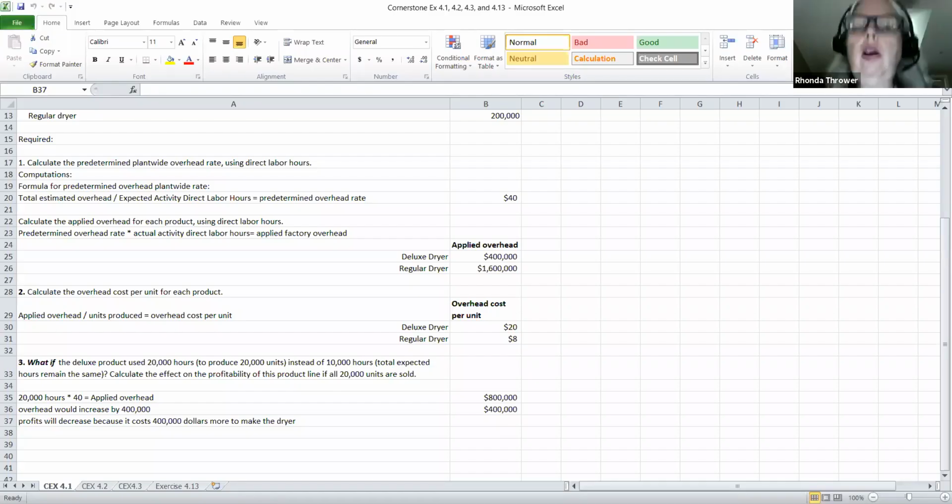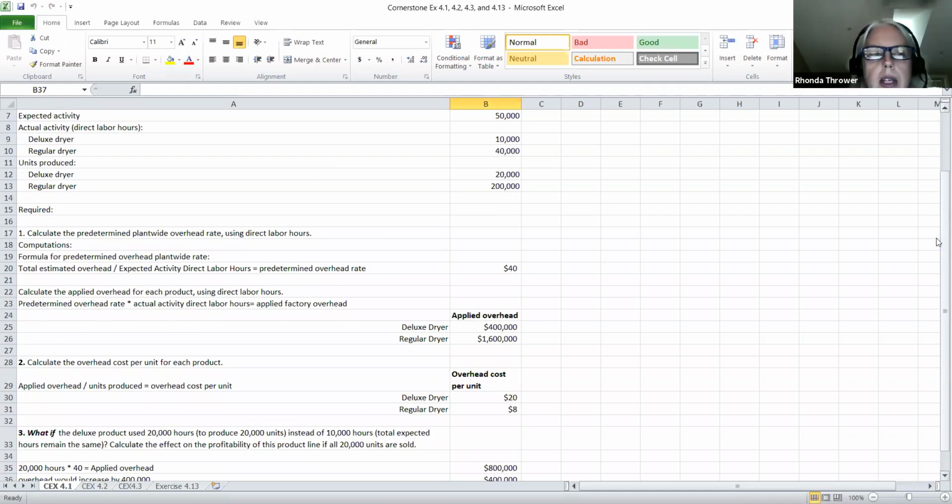Today we're going to be looking at chapter 4. We're going to do some exercises, and we're going to start with cornerstone exercise 1. So I'm going to share my screen with you. I've put it in Excel for you to look at because we're going to be doing a lot of calculations in this chapter. So Excel is probably going to be the way we're going to be doing most of our problems.